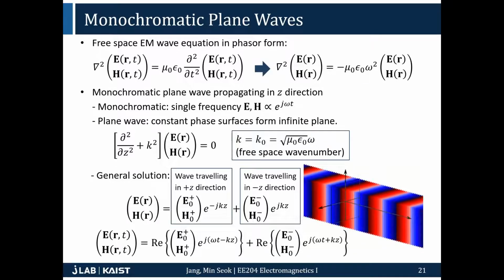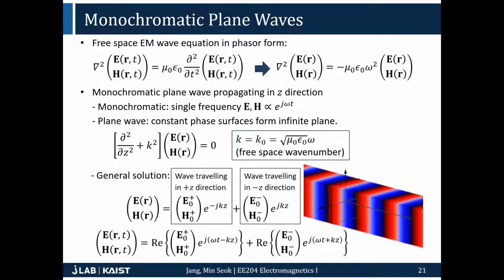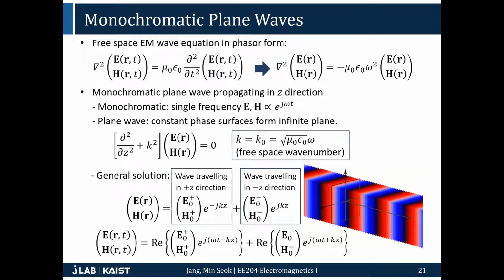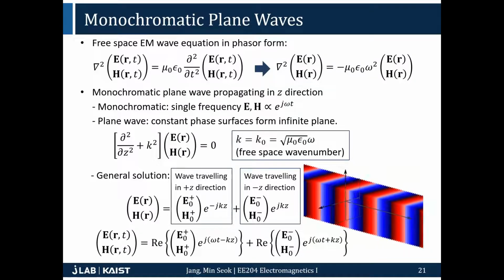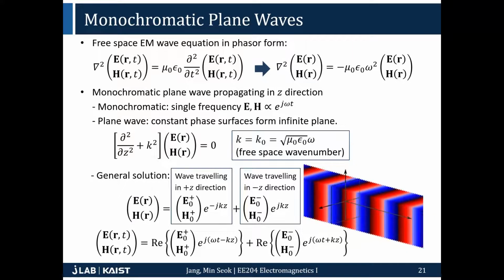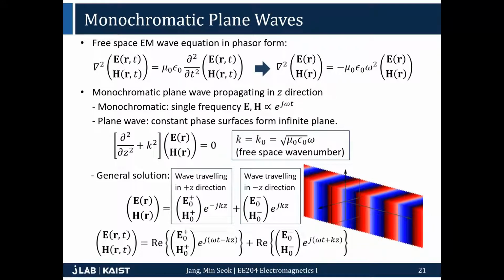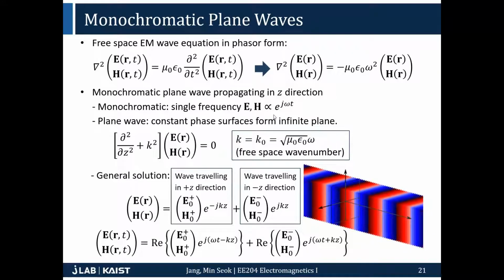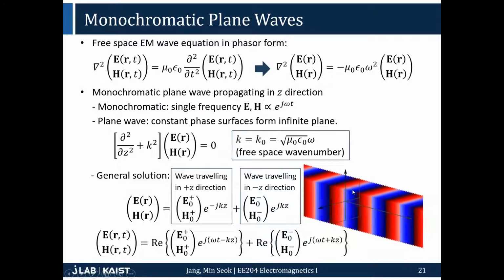If you look at the title of the page, it's called monochromatic plane waves. Monochromatic: mono is one, chromatic is color. So one color plane wave. The color of light is determined by its frequency, so monochromatic means we are only going to deal with one omega. And plane wave means its constant phase surface forms an infinite plane.